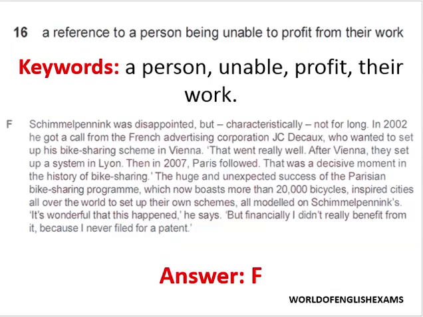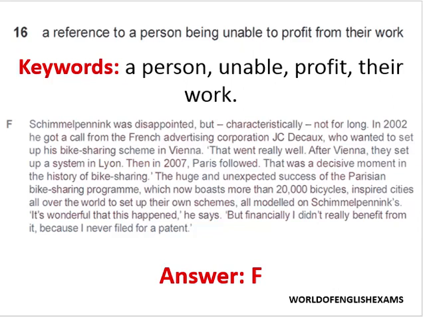A reference to a person, one person, being unable to profit from the work. So somebody has done the work but did not derive the profit. Okay, here the keywords are a person. You need to find who is that person. Then unable, profit, their work. So let's read this paragraph.